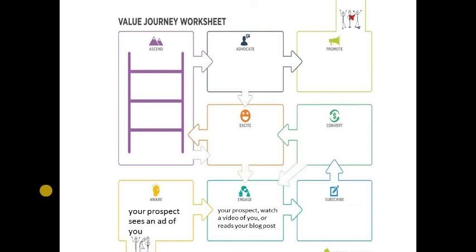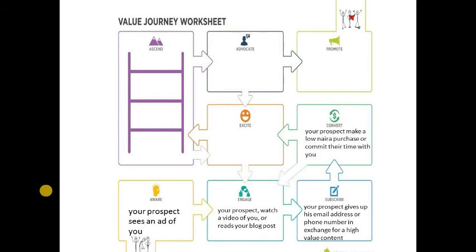So the third stage is the subscribe stage. Maybe your prospect gives you his email address or phone number in exchange for a high value content. And you are going to see what a high value content is as this workshop goes on. So this is the stage where your prospect gives out his email in exchange for something of value. So the fourth stage, which is the convert stage, is the stage your prospect makes a low naira purchase or commit their time with you.